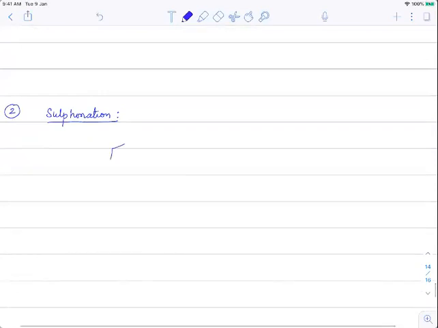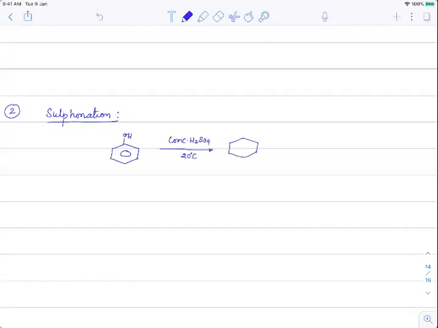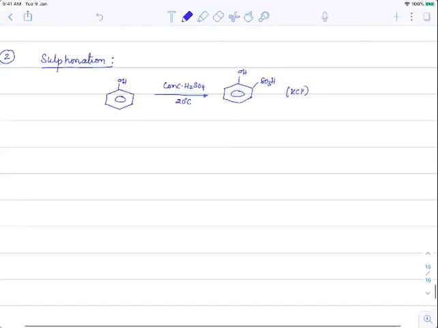So what we are doing in sulphonation, we take the phenol and react that with concentrated H2SO4. If the temperature is very low, okay, then it is the kinetically controlled product, kinetically favored product. We'll have OH and SO3H. This will be the KCP, kinetically controlled product.